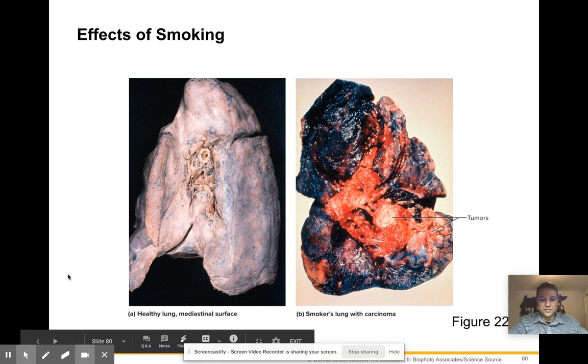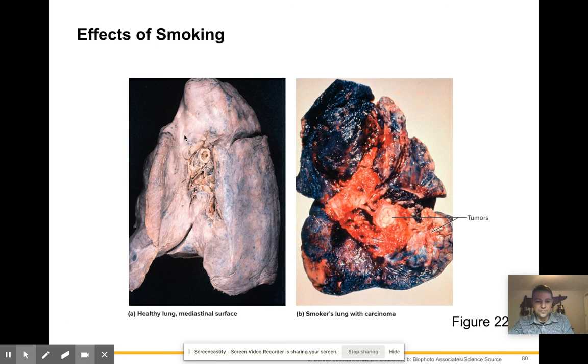Okay, and the last slide I want to show you here is a healthy lung. Okay, this is what a lung should look like. This lung is technically dead, right? Because it's not in a human anymore. So this is what a healthy lung removed from a healthy human being after death looks like. And this is what a lung looks like with carcinoma. So this is what lung cancer looks like.